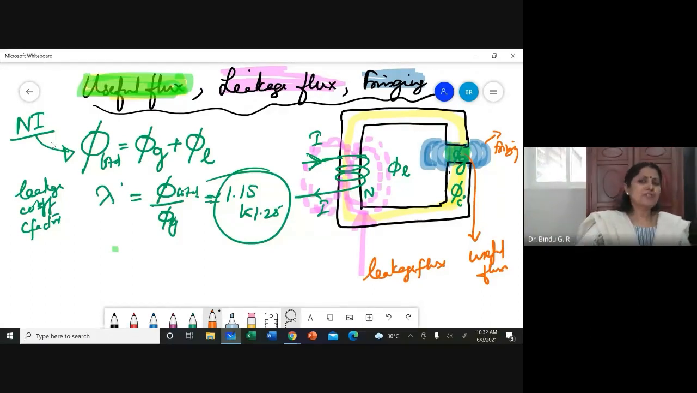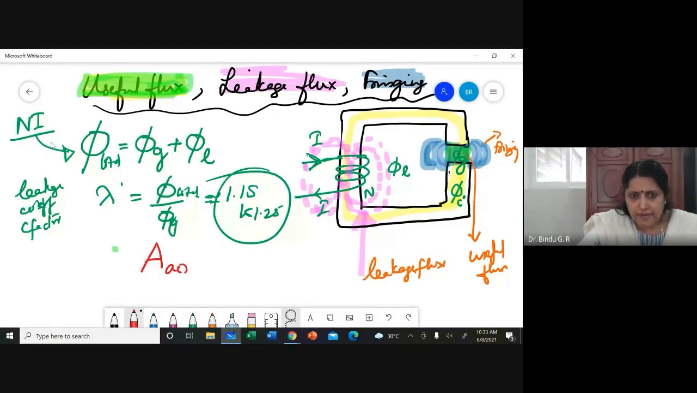Now, what is the problem with fringing? Can anyone say? Based on whatever we have discussed, what happens if fringing occurs? What is the significance, or what makes fringing a different phenomenon at all? Anyone? Can anyone say? Albin Santosh? Any idea, Albin? No, ma'am. Albin, when fringing comes, what happens to the area?